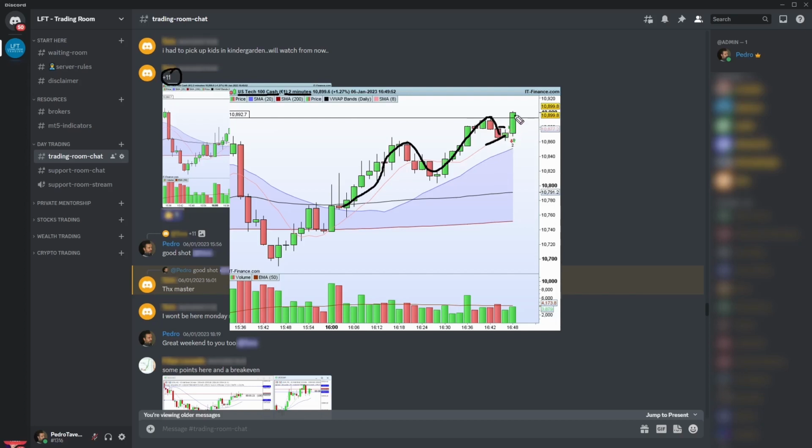Guys, trading is as simple as this. Let the price come to the moving average, seeing green candles engulfing the last red candle, that's your trigger to enter, and then you close. And my members do this really well.